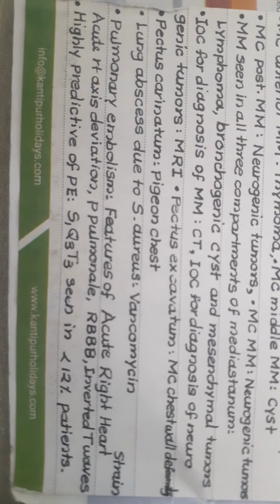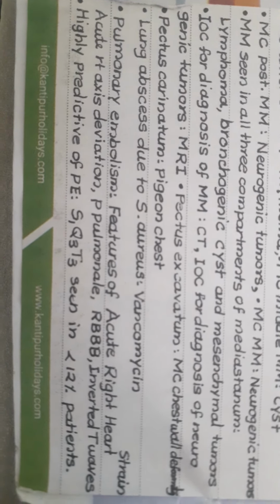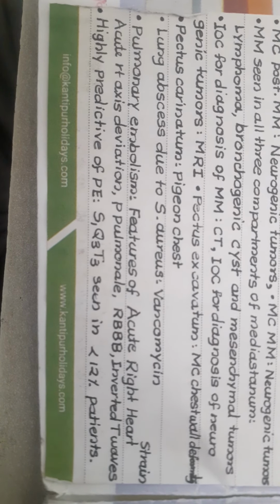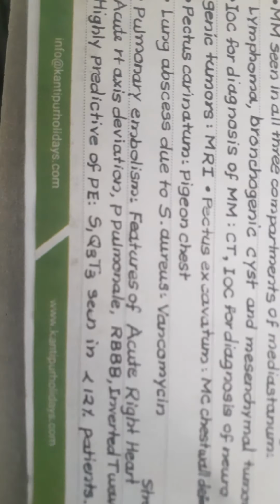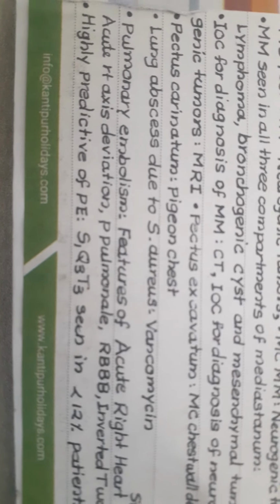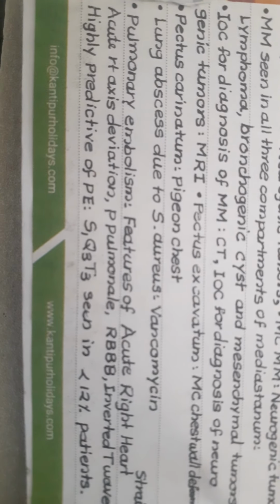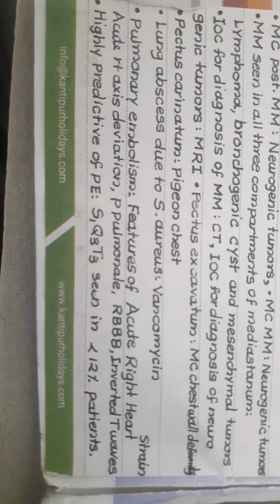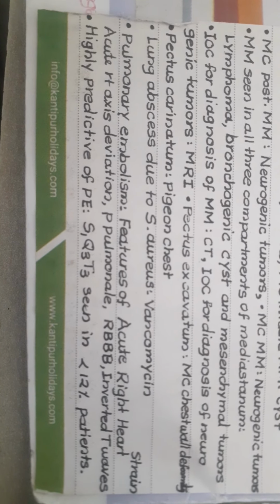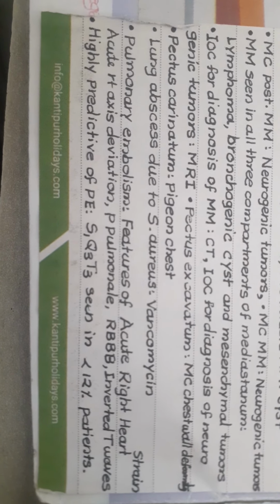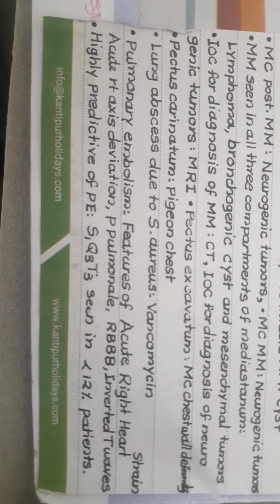Lung abscess is treated with vancomycin. Pulmonary embolism features acute right heart strain: acute right axis deviation, P pulmonale, RBBB, inverted T waves. S1Q3T3 is highly predictive of PE but seen in less than 12% of patients.